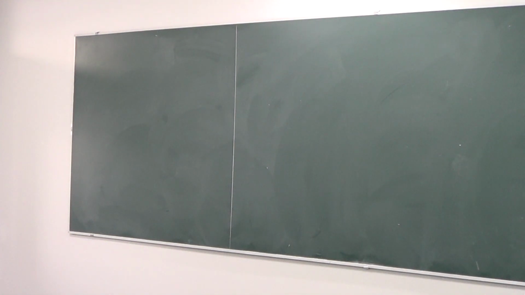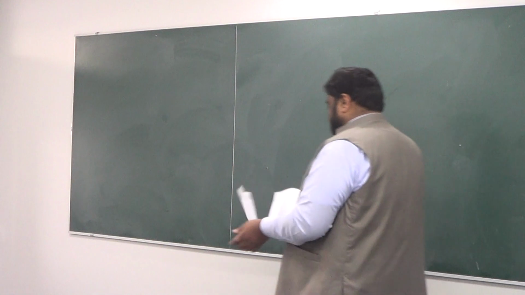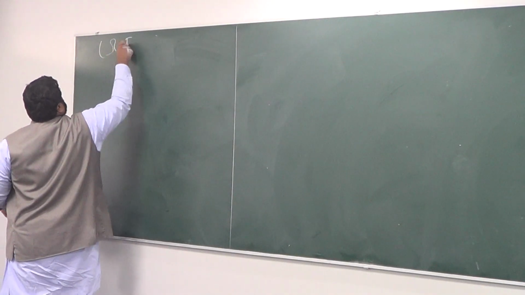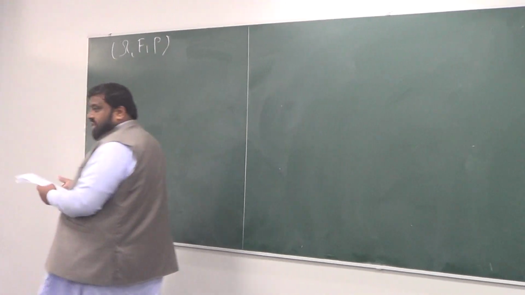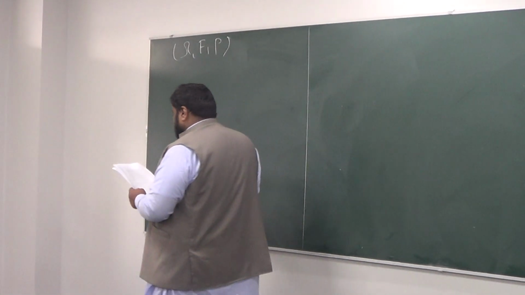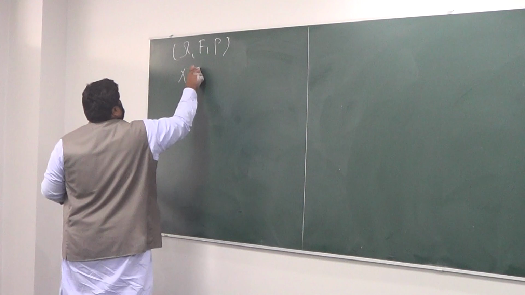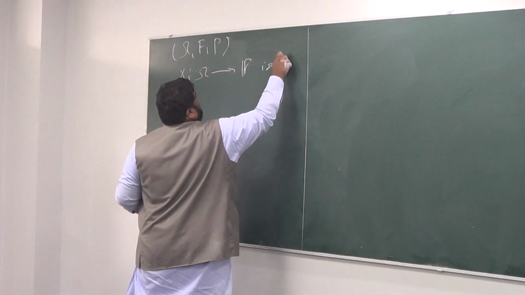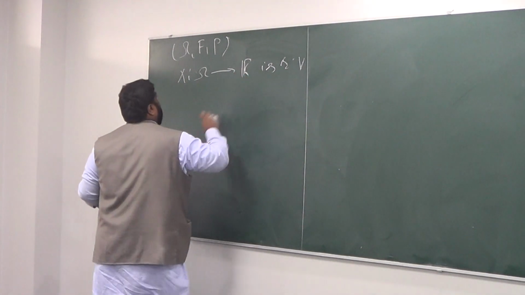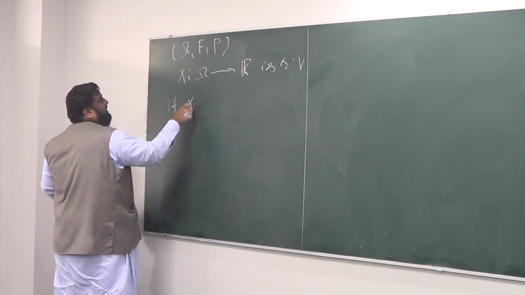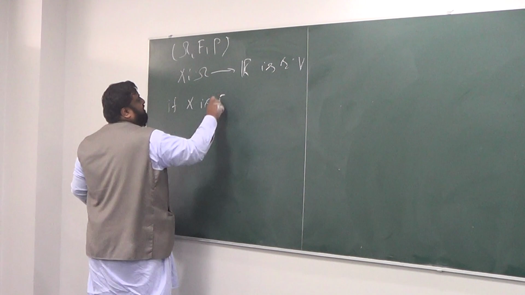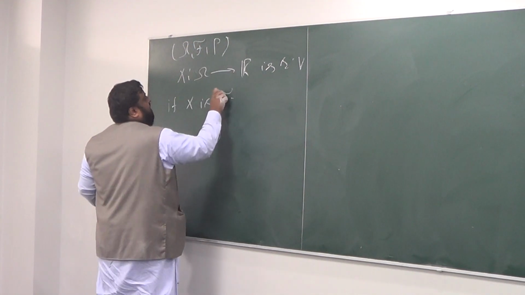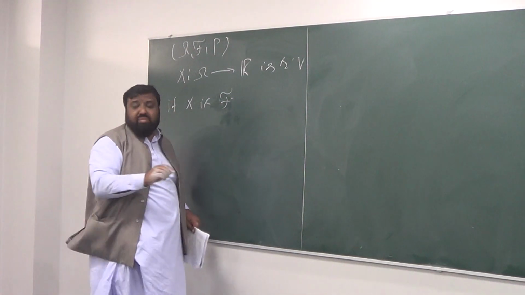So what's a random variable? So I have a probability space (Omega, F, P). A map X from Omega into R is a random variable if X is F-measurable. By F I mean a sigma-algebra F.